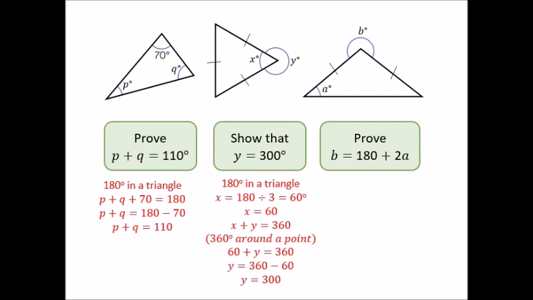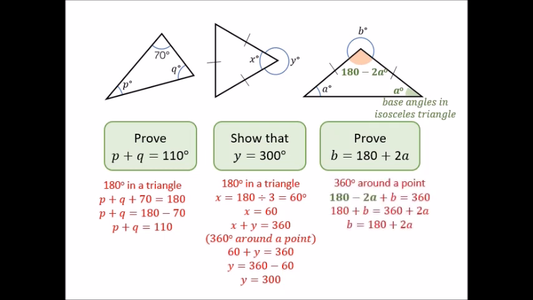Now to prove that b equals 180 plus 2a, we have to recognise that this is an isosceles triangle, and so base angles in an isosceles triangle are the same. Therefore, the bottom right corner of this triangle is also a. If that's the case, then the angle just below b is 180 subtract 2a, because all of those angles must add up to 180 degrees. A plus 180 take away 2a does equal 180. If that's the case, b is the other side of that angle.